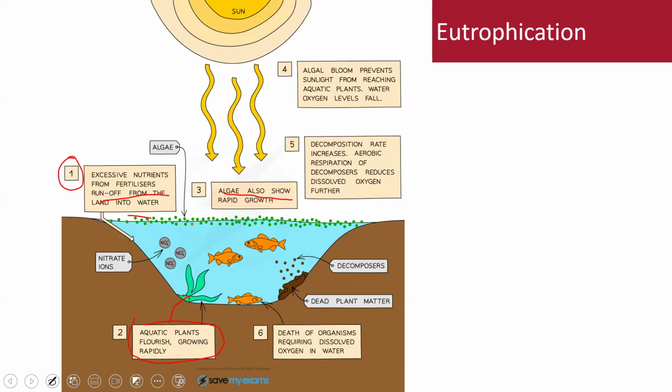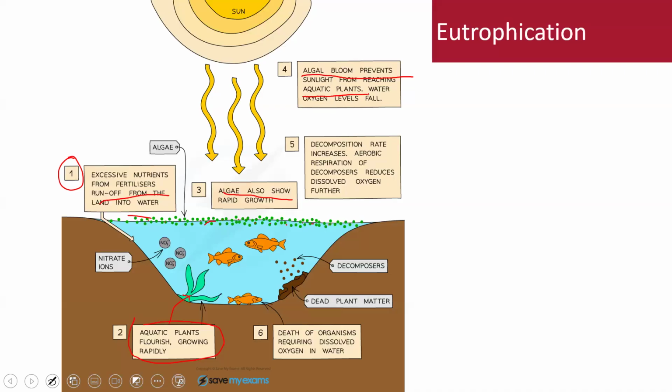On the top there, you can see algae, those green dots. Then, number four, you get an algal bloom. If you ever go past a pond and see the whole surface of it green, that's an algal bloom. If you've got green covering the whole surface, sun can't get through. So therefore, aquatic plants die.